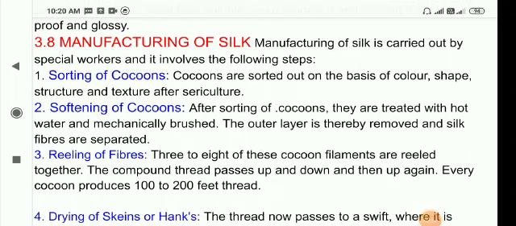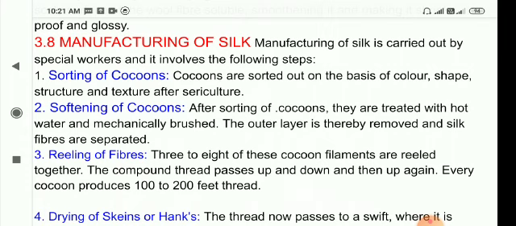Now students, after wool we are going to discuss manufacturing of silk. The manufacturing of silk is carried out by special workers, and it involves the following steps. Number one step is sorting of cocoons. The cocoons are sorted out. Sorting, again, means it is classified. So classification of cocoons is done on the basis of color, shape, structure and texture after sericulture.